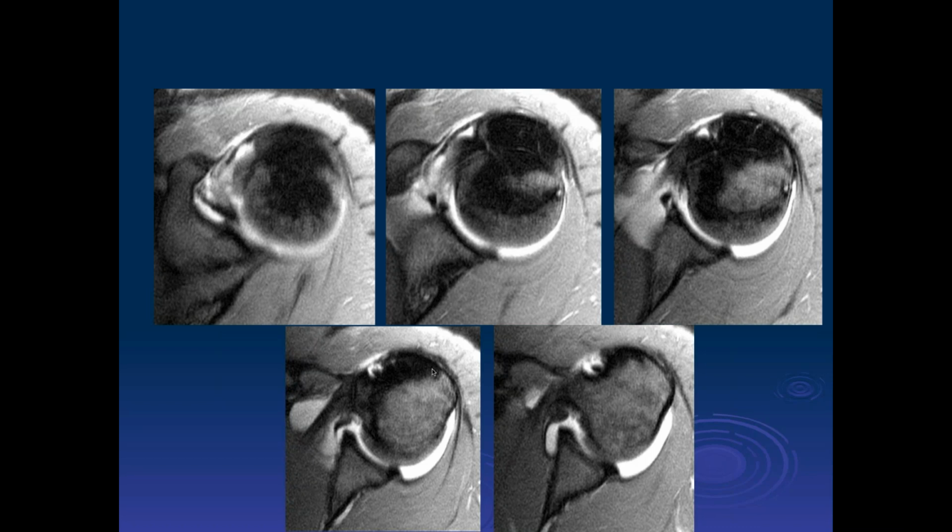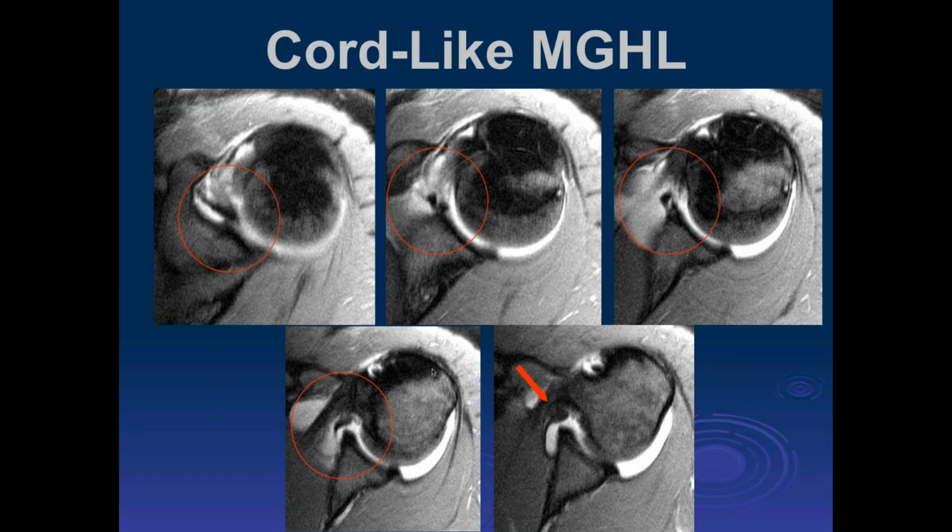Okay, so it looks like that third image was the one we were just looking at. And then inferior to that, it looks like the MGHL is a little thick. And then superior to that. Okay, so is it torn? I'm going to say no. I think that's the MGHL.